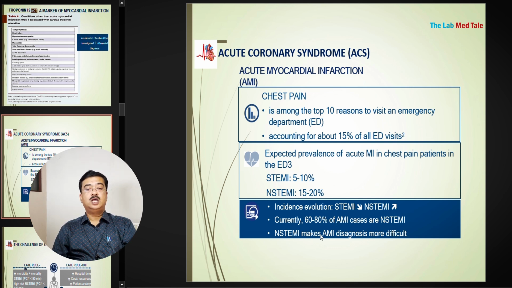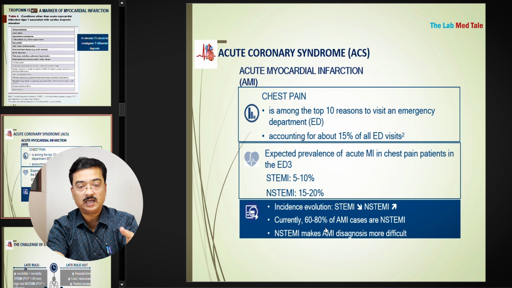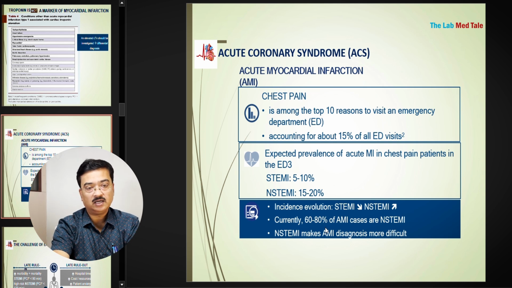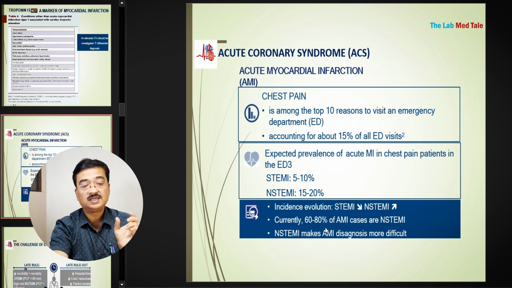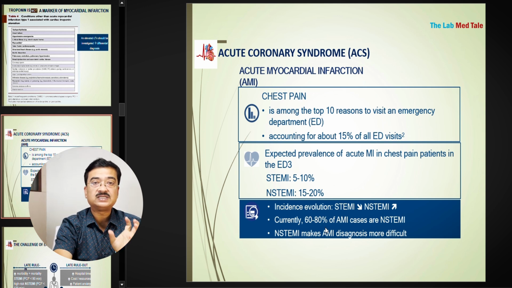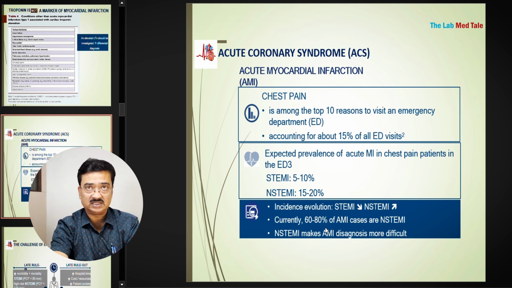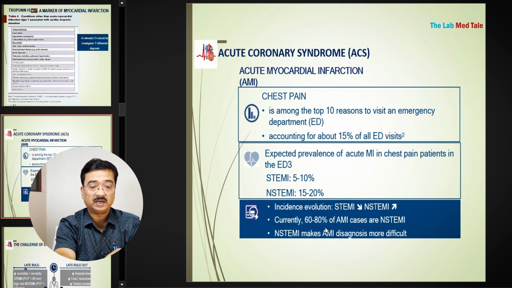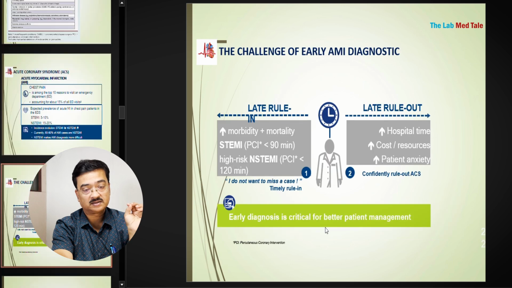So it is called non-STEMI, non-ST elevated myocardial infarction. Very frequently we'll come across these terms, STEMI and non-STEMI. STEMI means ST elevated myocardial infarction. That means the ECG shows the ST elevation, so diagnosis is pretty easy. But when there is an NSTEMI, the entire diagnosis is very much dependent on the cardiac markers.